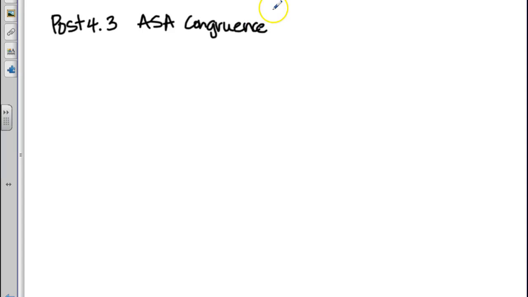So we have two theorems that we would like to talk about. First is actually a postulate, postulate 4.3, and it is the angle side angle congruence postulate. This postulate says if two angles and the included side of one triangle are congruent to two angles and the included side of another triangle, then the triangles are congruent. And then we know that all parts are congruent by CPCTC.